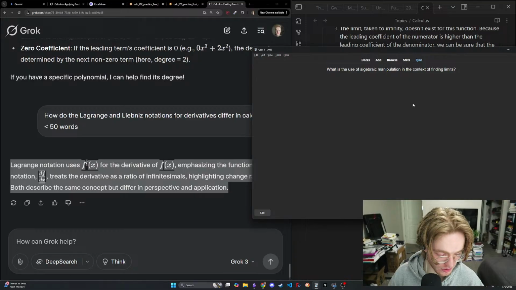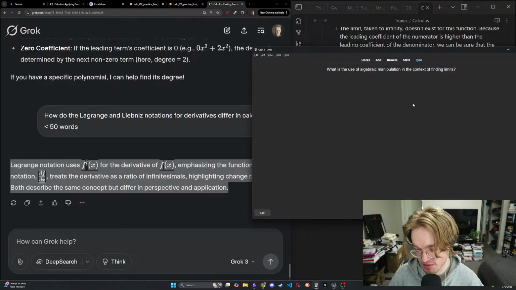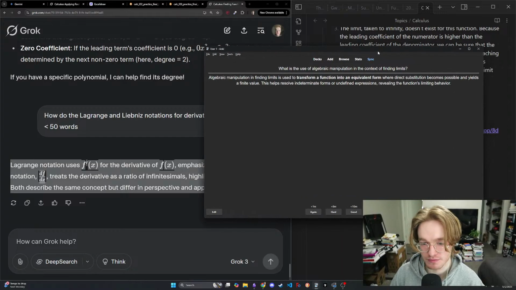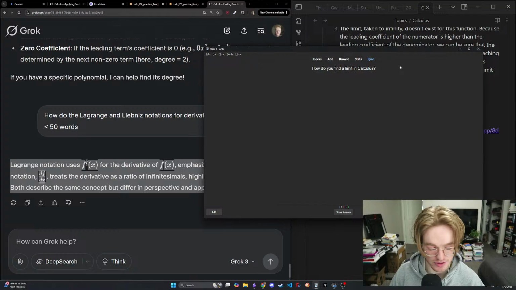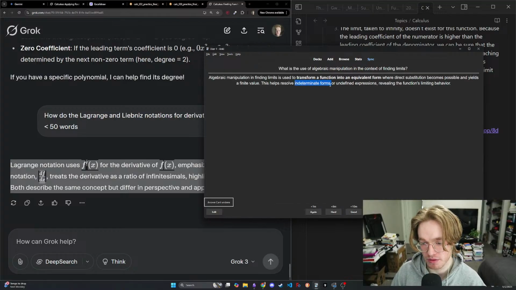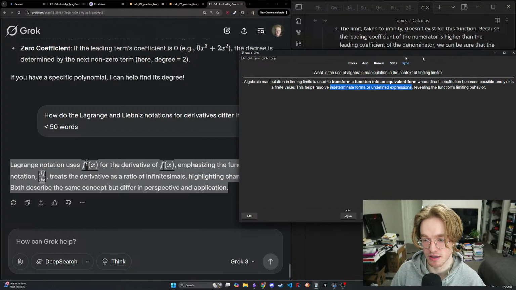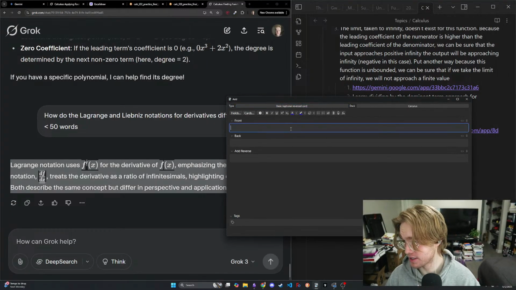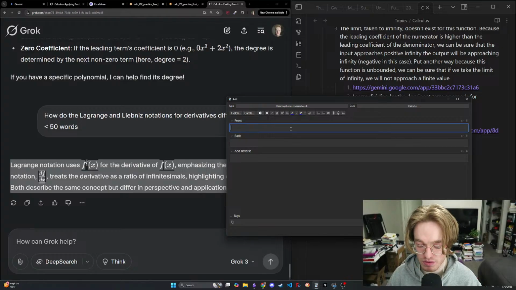Okay, so when value C is not directly substitutable, we can find an algebraic equivalent of the function to see if that returns a limit. Indeterminate forms or undefined expressions. Okay, I'm actually going to make a card that is the distinction between those. So undefined is when we're over 0, I believe. Indeterminate is when we're 0 over 0 or infinity over infinity.